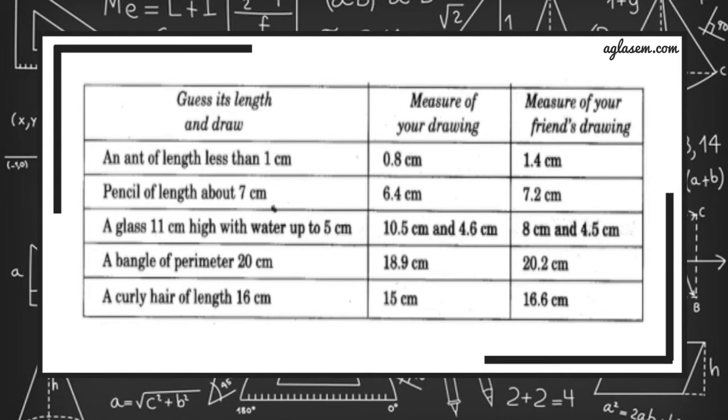Further, a bangle of perimeter 20 centimeter. Here, your guess was 18.9 centimeter and your friend's guess was 20.2 centimeter. A curly hair of length 16 centimeter. Here, your guess was 15 centimeter and your friend's guess was 16.6 centimeter.